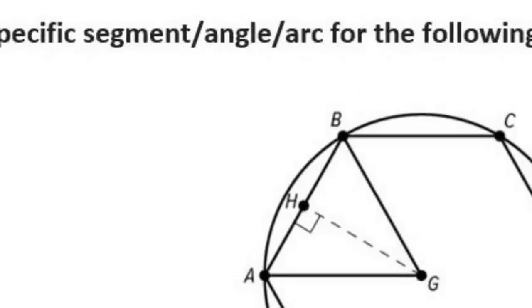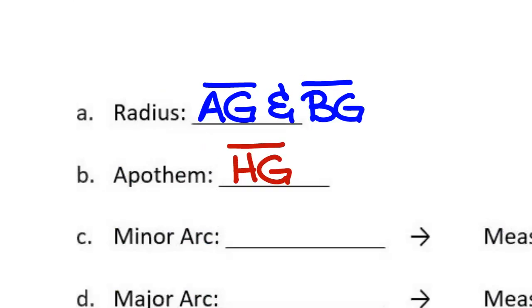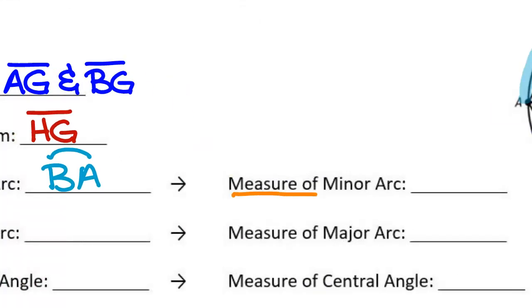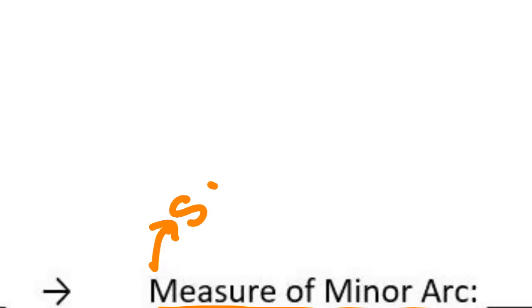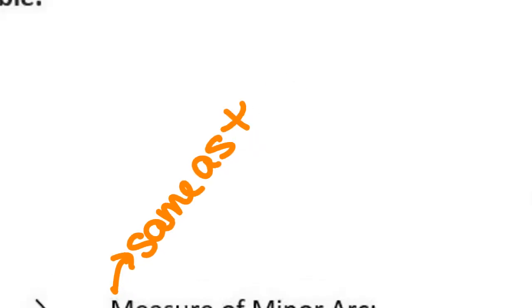Minor arc, we're going to go in between the two radii right here. So I can call that arc BA or AB. The measure of the minor arc will be the same as the central angle.